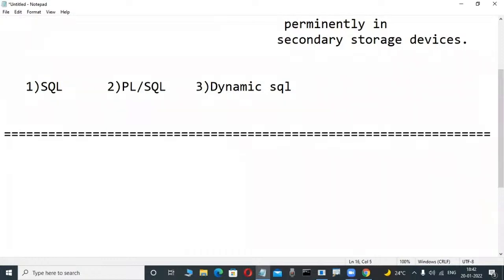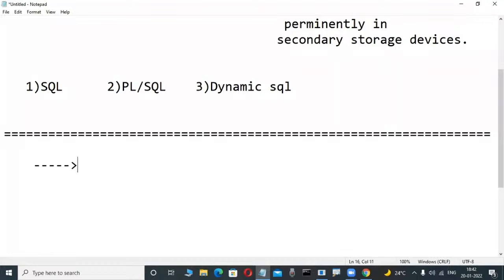What is the purpose we are learning this? Suppose you are a newcomer, or otherwise you are an experienced person in a company, or recently passed out. What types of persons are learning these types of software, the Oracle database software, worldwide? There are many different types of persons.